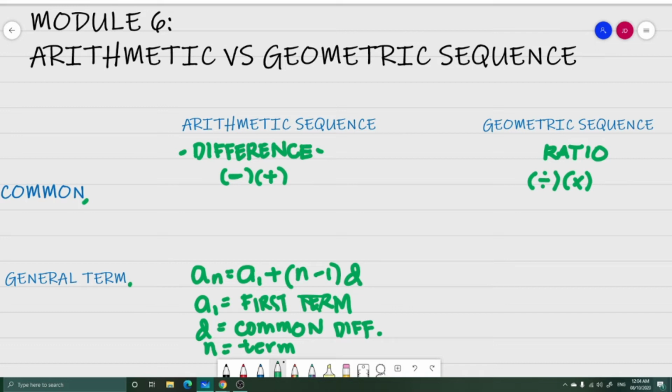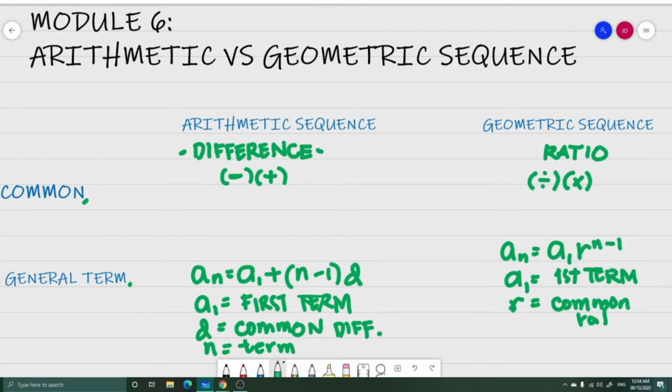Sa geometric sequence, ang iyahang general term, though wala ni sa inyuhang mga modules, is a sub n equals a sub 1 times r to the power of n minus 1. So, the same gyapon where a sub 1 is the first term and r is the common ratio and n is the number of term. Okay, so I hope clear na siya.